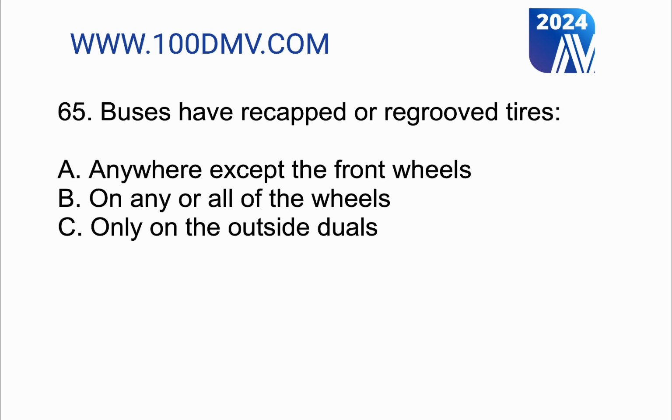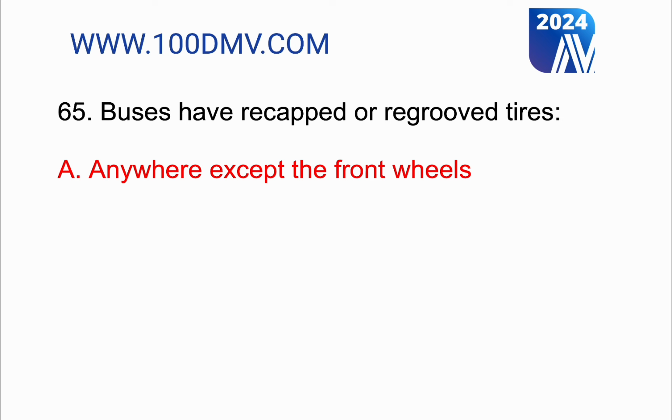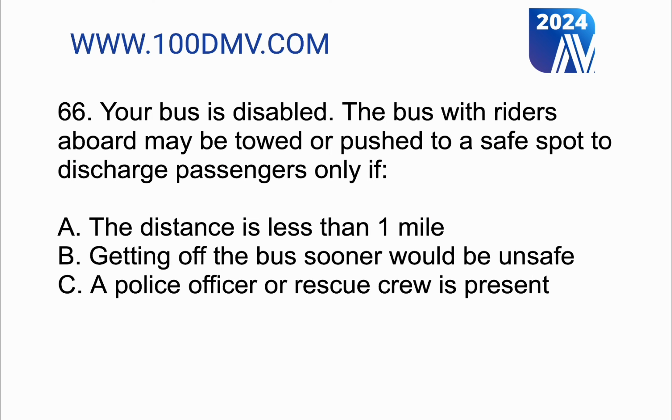65. Buses have recapped or regrooved tires A. Anywhere except the front wheels. B. On any or all of the wheels. C. Only on the outside duals. Correct answer, A. Anywhere except the front wheels.